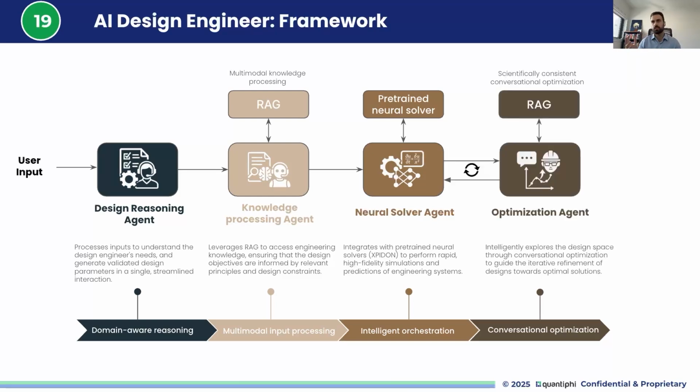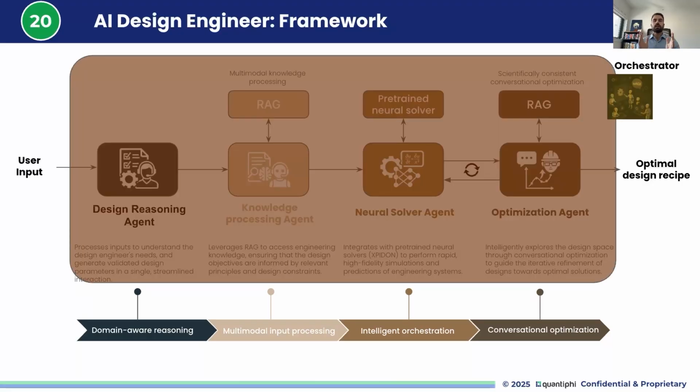Finally, we have our optimization agents. The idea here is that we have a scientifically consistent conversational optimization. We want to have the LLM to decide what would be the next iteration based on all the information and the test that has been done so far. And we will see in the demo that we can successfully optimize a manufacturing process by having only a few conversational optimization iterations without the need to connect to conventional optimization approaches such as genetic algorithms. And at the end, the goal is to get the optimal design recipe.